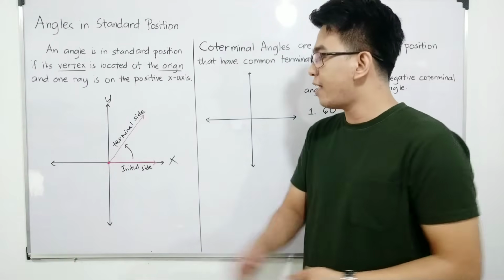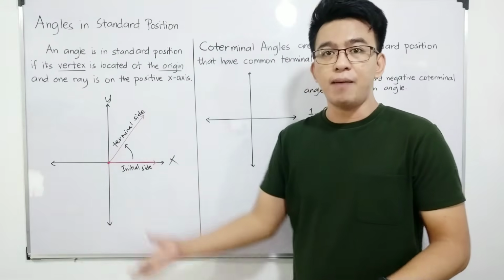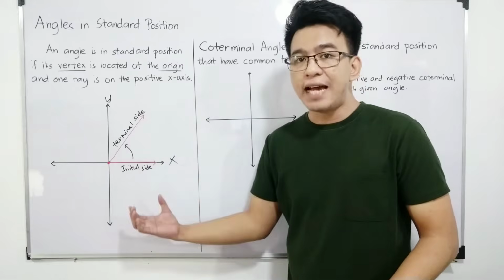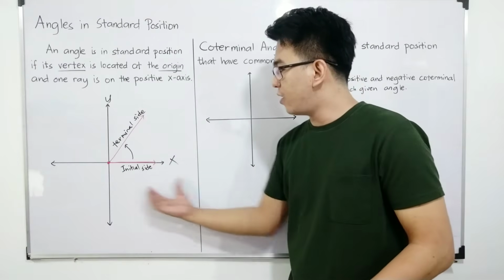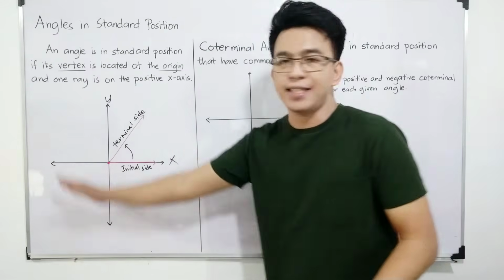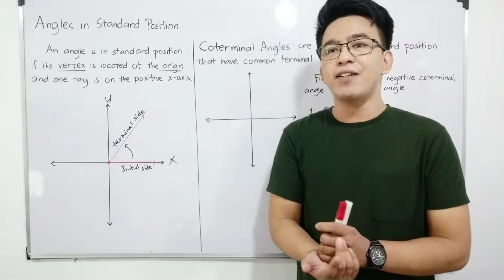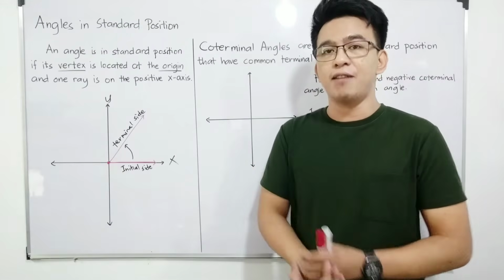Again, criteria lang natin, dapat yung vertex nasa origin or nasa 0, 0. The initial side of this angle lies on the positive x-axis at yung terminal side nyo kahit saan na yan. Kahit saan na yan. Okay? So I hope na clear tayo sa concept about angles in standard position.